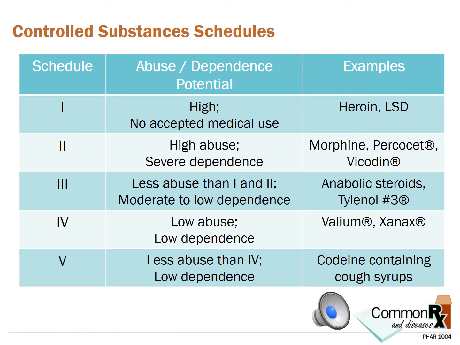Here are some examples of scheduled medications. You can see that the schedules go from high abuse dependence potential in Schedule 1 to lower abuse potential in Schedule 5. Some Schedule 5 controlled substances are available without a prescription, like pseudoephedrine in Minnesota and codeine-containing cough syrup in Wisconsin.